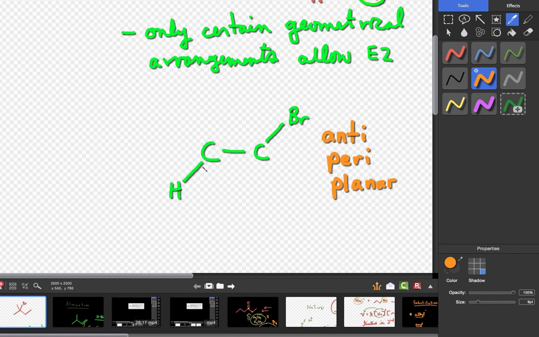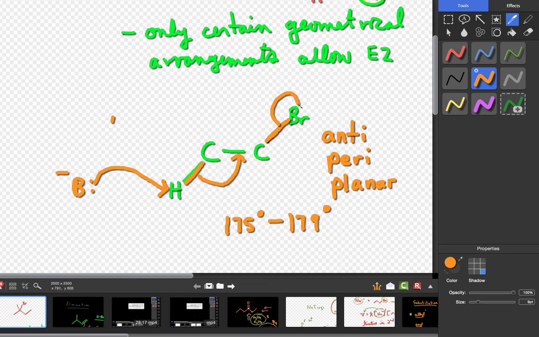Now the bond angle, as I've drawn it, appears to be 180 degrees. That would actually be anti-coplanar. We do not need it to be strictly 180 degrees, but it needs to be very close. So typically 175 degrees to 179 degrees is close enough to facilitate a base. And remember, we're going to use a bulky, strong base for this process to remove a hydrogen, which yields its electrons to form the pi bond, which promotes the expulsion of the leaving group.